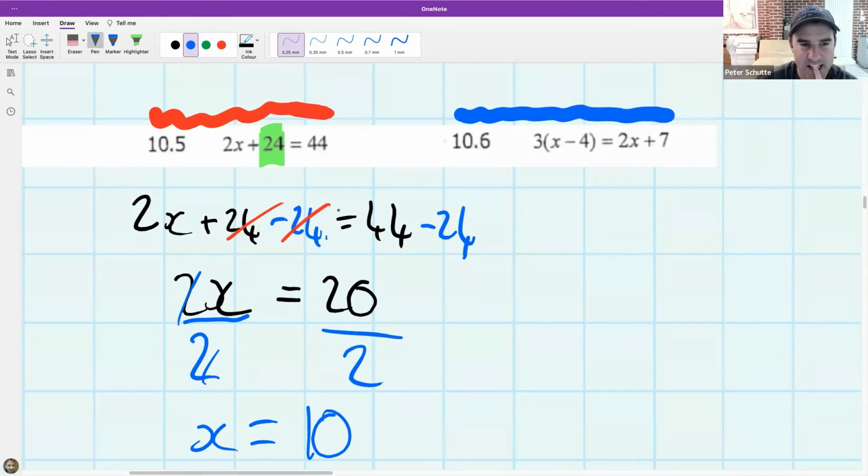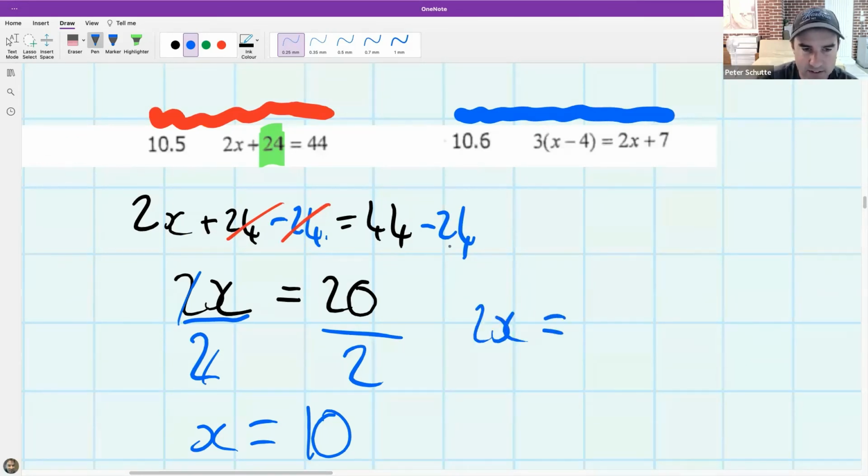Sir, because you can't take away 25 from 24. Yes. If I didn't take away 24, it wouldn't knock it out. So I'm getting rid of it. I'm using lots of analogies, but I chose to take away 24 because it's the only number that will get rid of the plus 24. Yes, sir. And so now all I'm left with is 2x on the left-hand side.